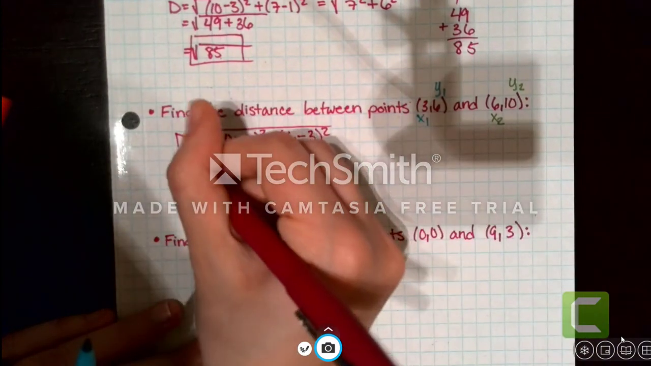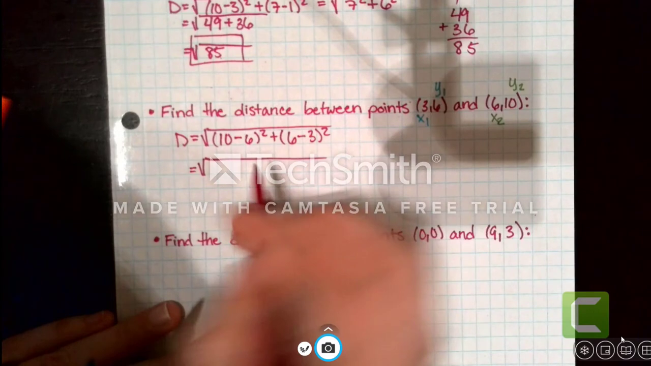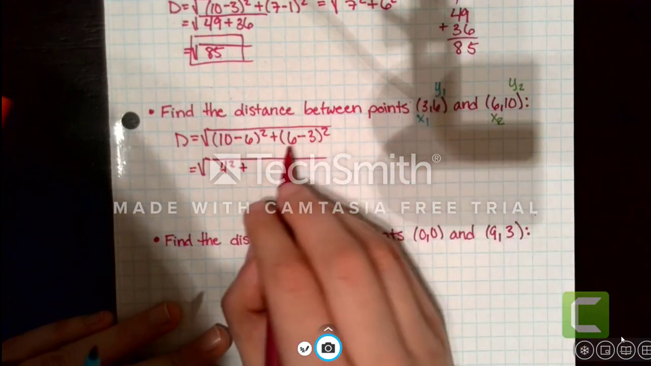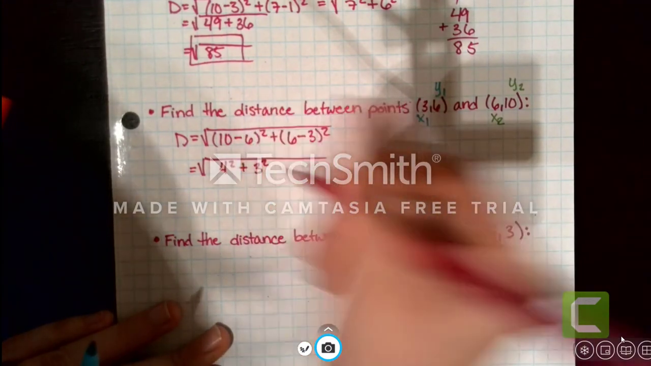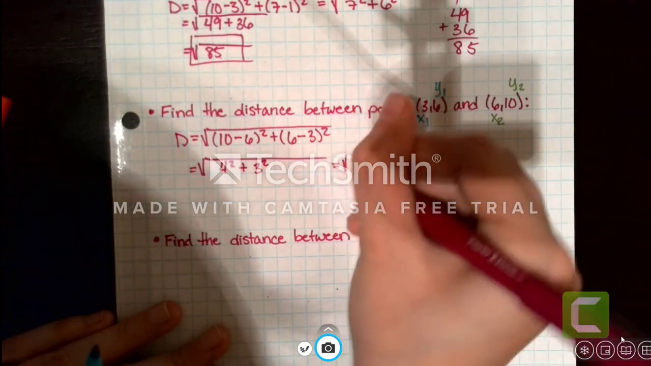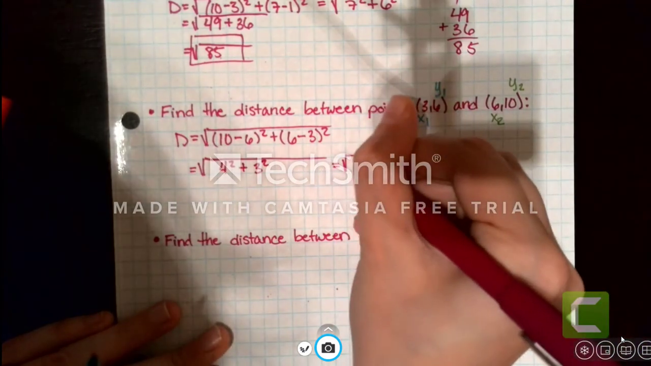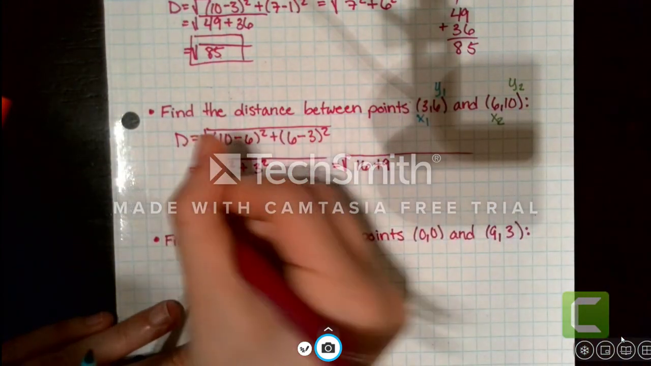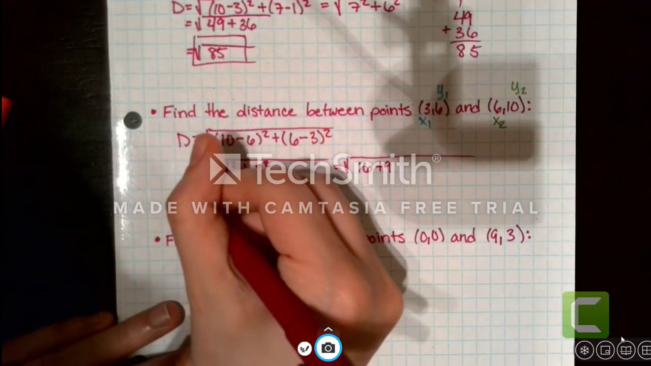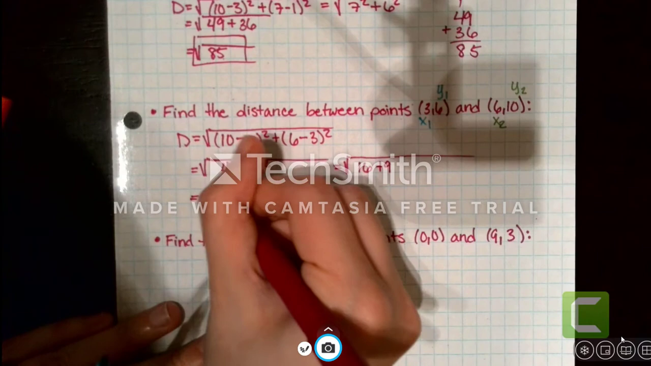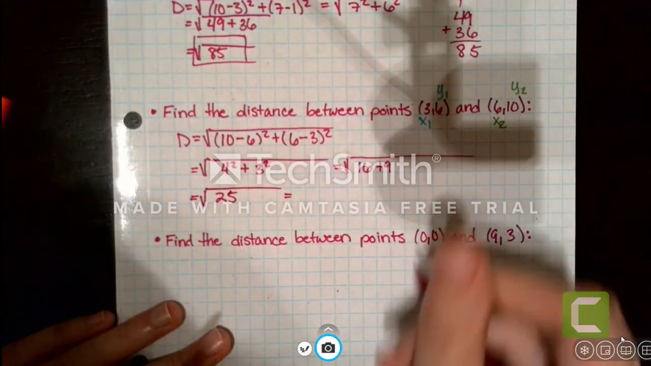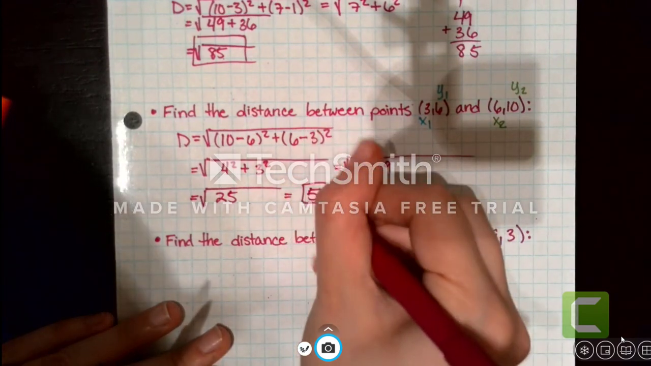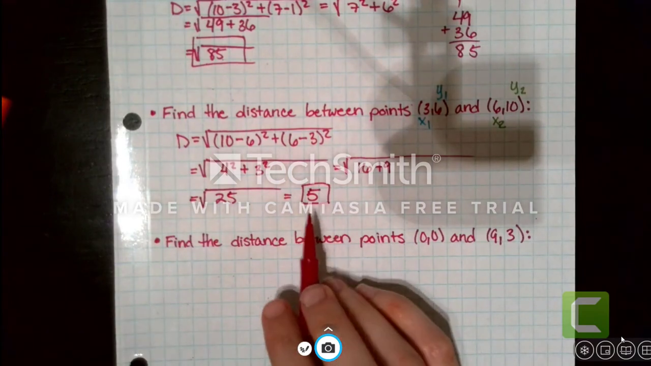Next, we have to solve the parentheses. 10 minus 6 is 4, 4 squared, plus 6 minus 3 should get you 3 squared. And if you were to square those two numbers, you will have 16 plus 9 under your square root. We're not quite done yet. You have to still add these together. You should have the square root of 25. And if you plug that into your calculator, the square root of 25 gives you an answer of 5, just like in example 1. That would be your distance for example 3.